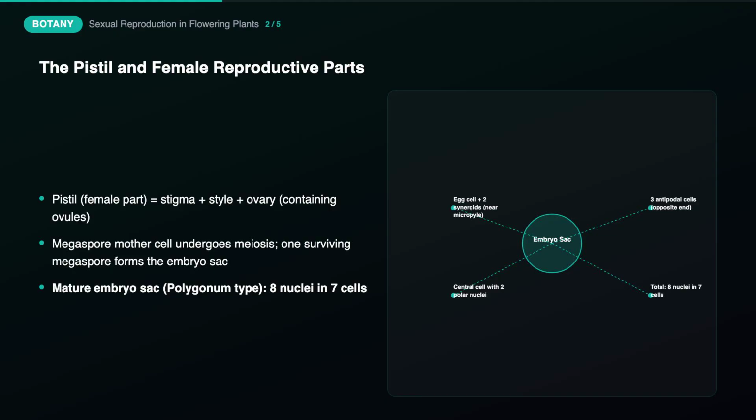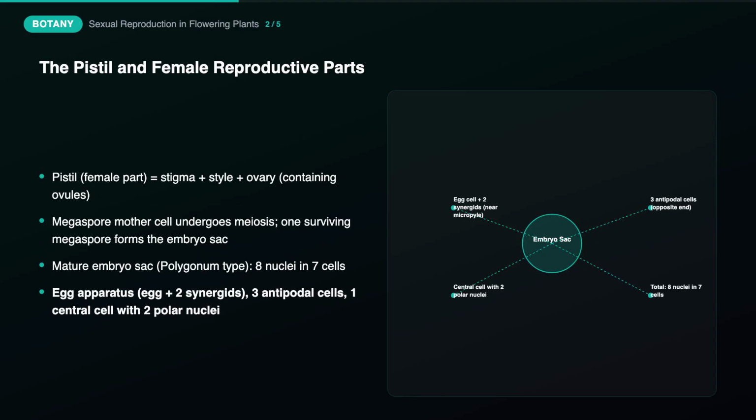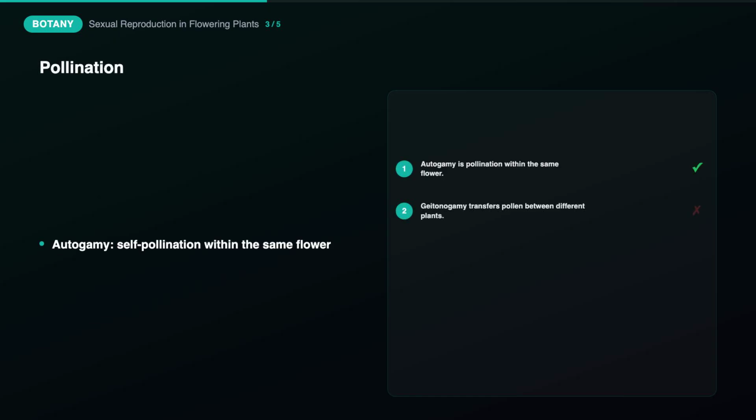At the end nearest the opening, called the micropyle, sit the egg cell flanked by 2 synergids, together called the egg apparatus. At the opposite end sit 3 antipodal cells, and in the center sits 1 large central cell containing 2 polar nuclei. This precise arrangement, and the specific role of each cell, is exactly the kind of detail NEET loves to test.